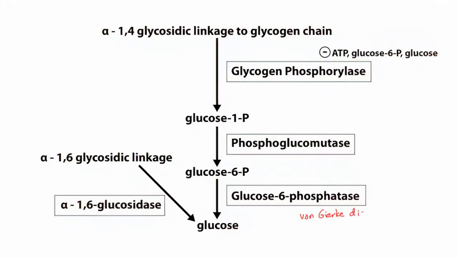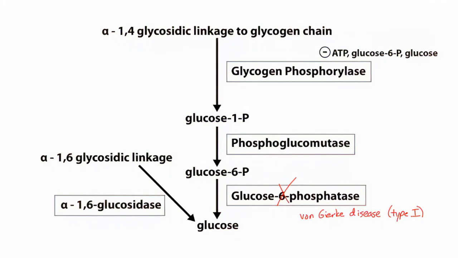The next disease is von Gierke disease, or glycogen storage disease type 1. Now, this is a deficiency of glucose 6-phosphatase. And remember, this was the enzyme at the final step of both glycogenolysis and gluconeogenesis. Also remember that skeletal muscle cells don't have glucose 6-phosphatase.